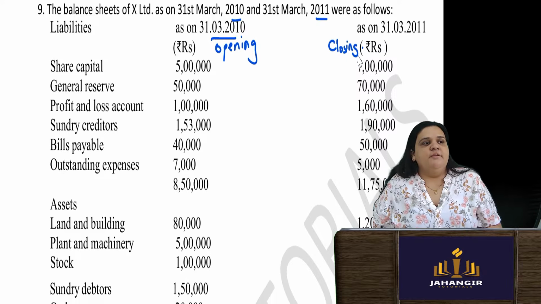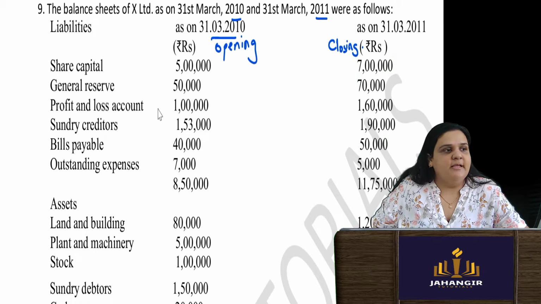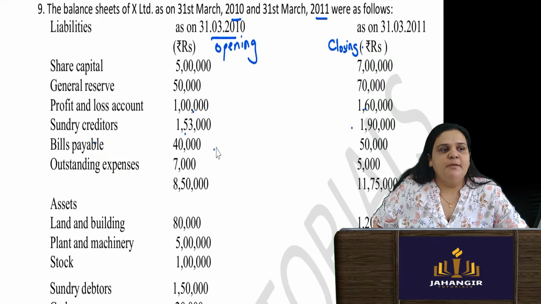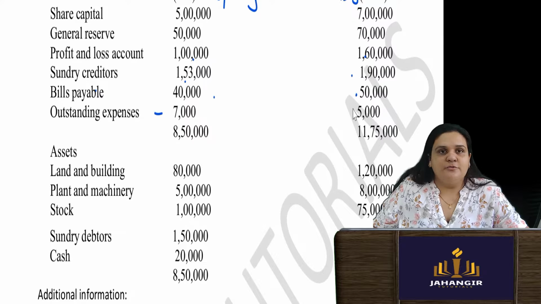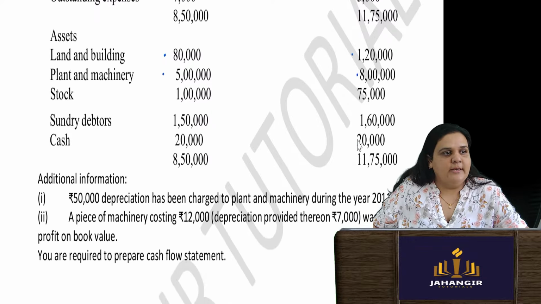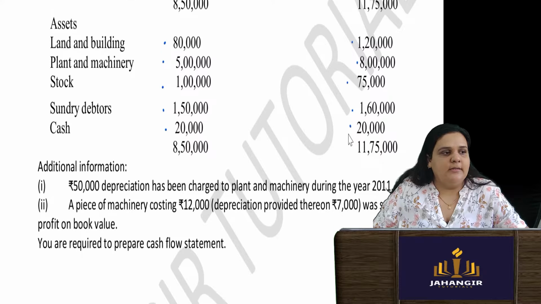We have share capital from 5 lakhs to 7 lakhs, general reserve 50 to 70. Profit and loss was 1 lakh, now it is 1 lakh. Sundry creditors was 1 lakh 53, now we are standing at 1 lakh 90. Bills payable from 40, now we are standing at 50. Outstanding expenses from 7 has reduced to 5. On the asset side, land and building from 80 to 1 lakh 20. Plant and machinery from 5 lakhs to 8 lakhs. Stock 1 lakh to 75. Sundry debtors from 1 lakh 50 to 1 lakh 60. Cash is 20 and 20, opening 20, close also 20.